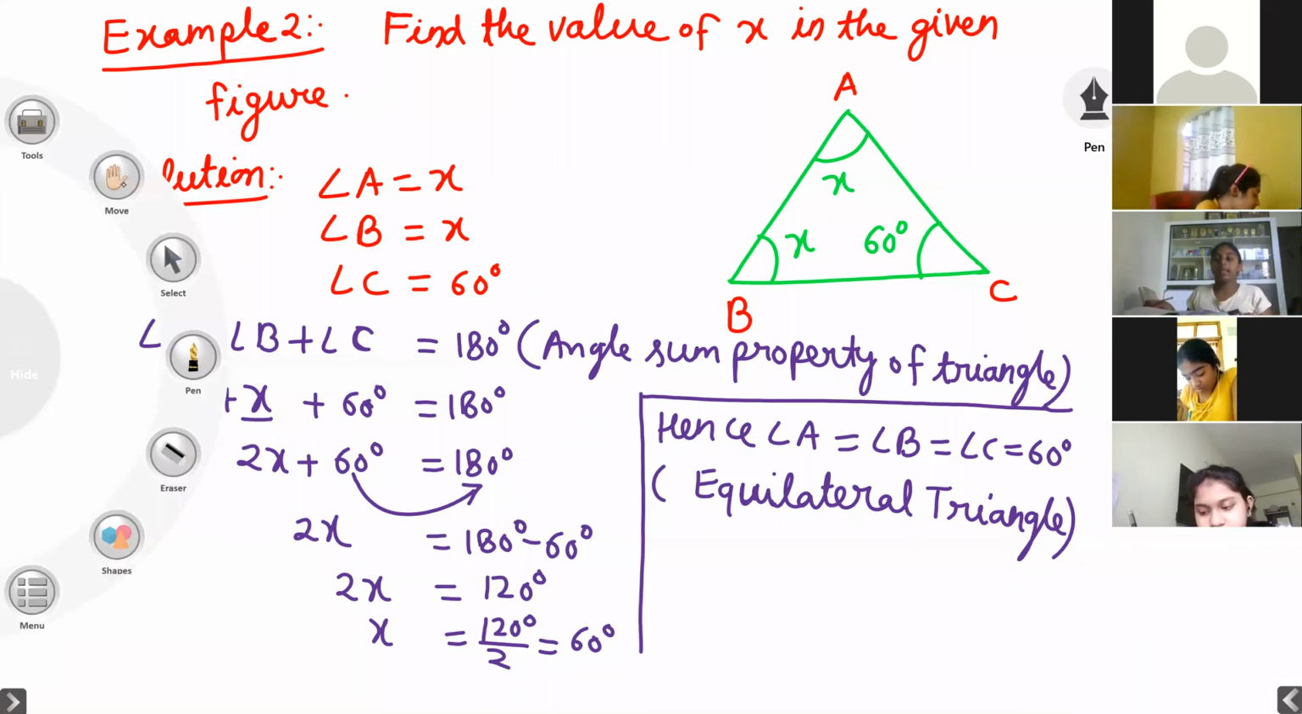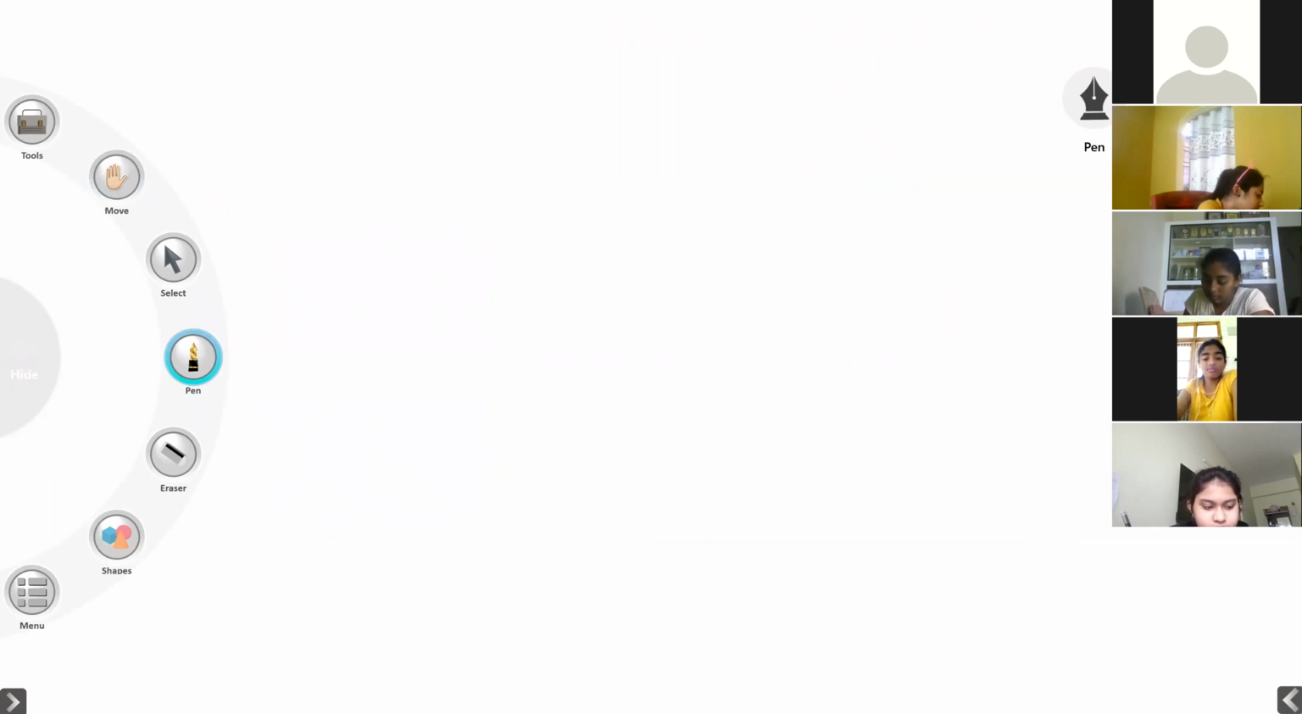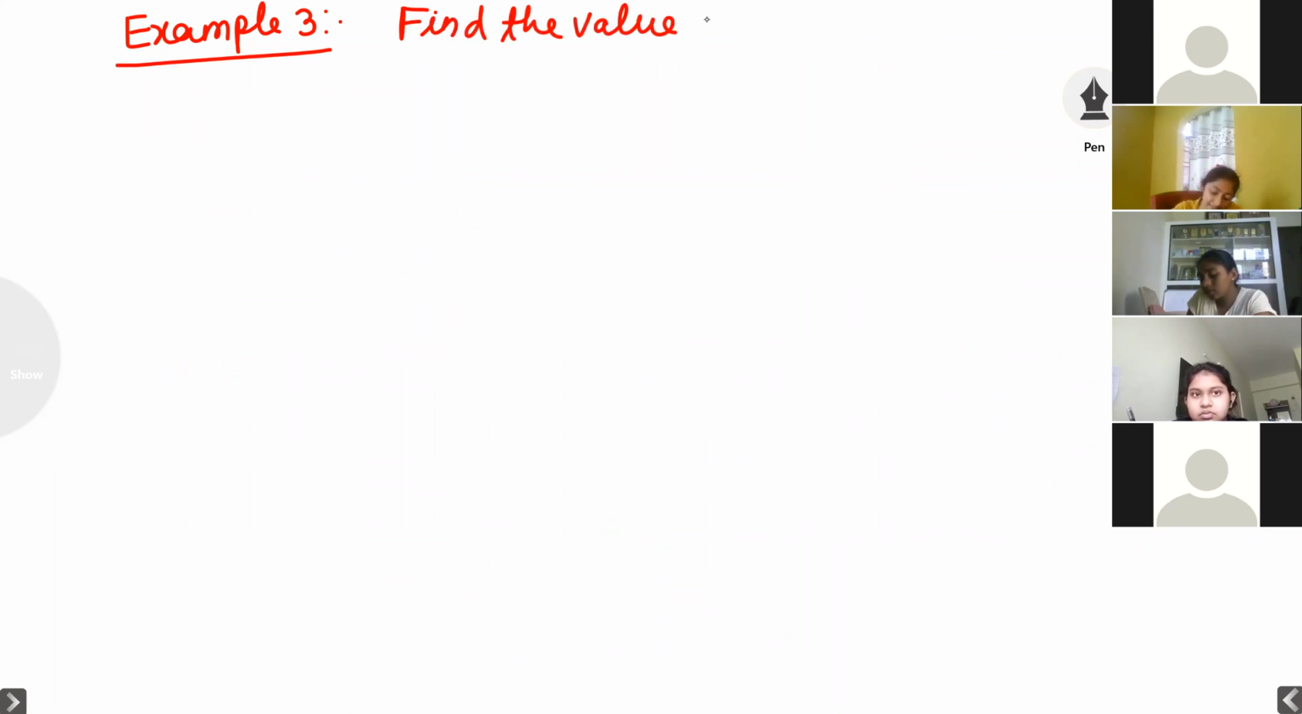Example 3. Find the value of x in the given figure.